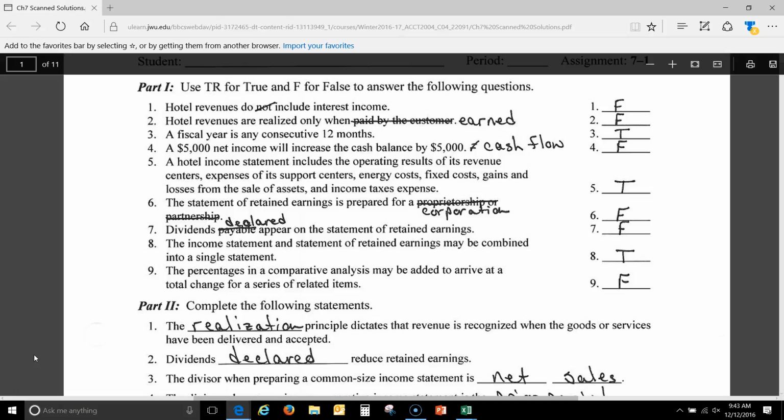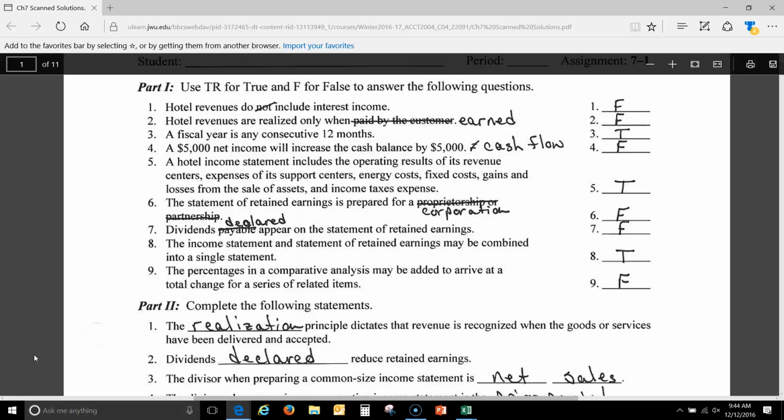Hotel revenues are realized when paid by the customer. False. What would make it true? When services are rendered, okay? Or, AKA, when it is earned, okay? So number two is also false.